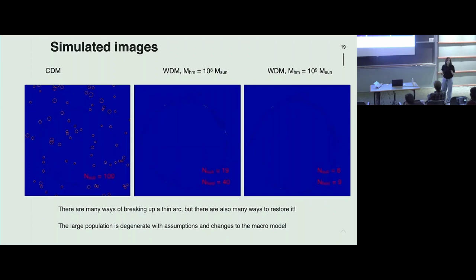And unfortunately, there are also many ways in which you can restore the arc, because the large population of low mass halos, as I've been saying for many years, is highly degenerate with the macro model. So I can change my macro model, and even though I have plenty of subhalos, I can restore my arc. So really, we are in the single detection regime, and despite what people say, the population rarely brings extra constraints.